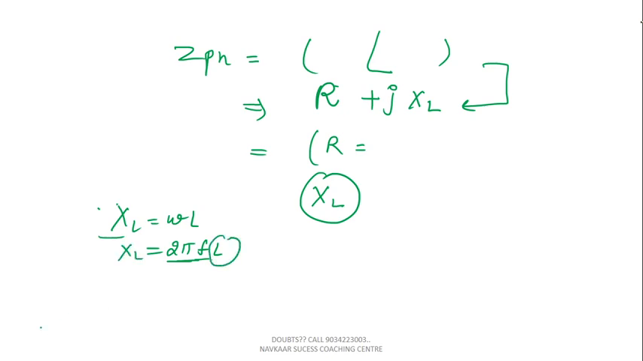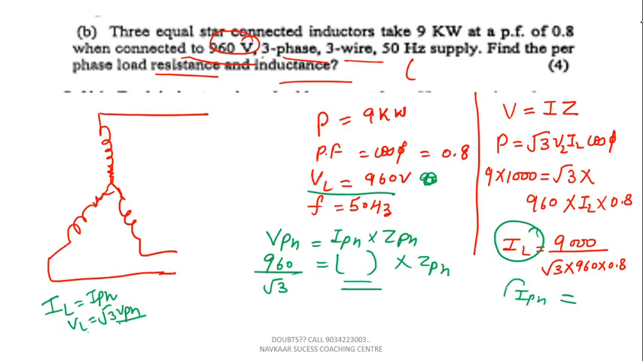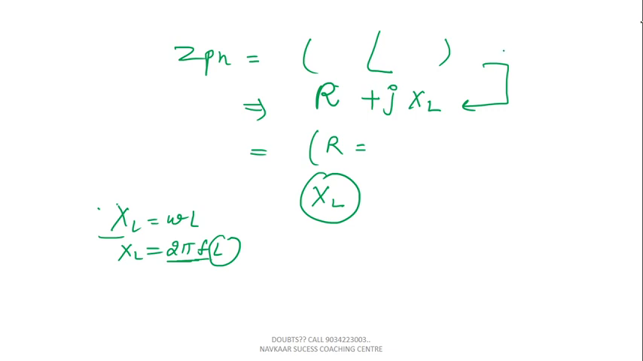I just told you the concept only. So first calculate IPH, put this value of IPH here, then calculate the value of ZPH, then convert ZPH into rectangular form. If you compare, you will get the value of R and XL that they have asked.